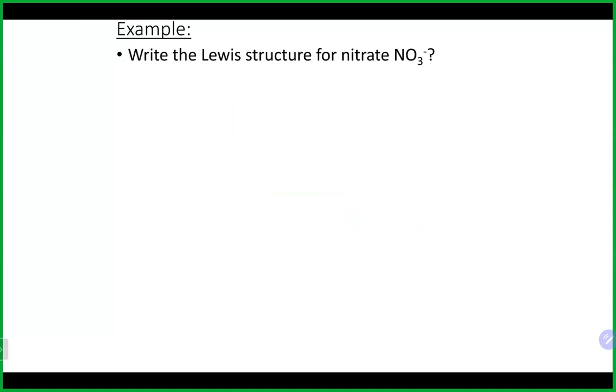So why don't you try this one? Why don't you try NO3 minus? That's nitrate. And see what you come up with. Okay, so let's take a look, see how you're doing on this one.